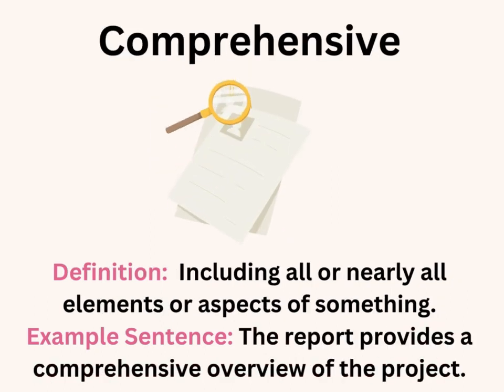Word: comprehensive. Definition: including all or nearly all elements or aspects of something. Example sentence: the report provides a comprehensive overview of the project.